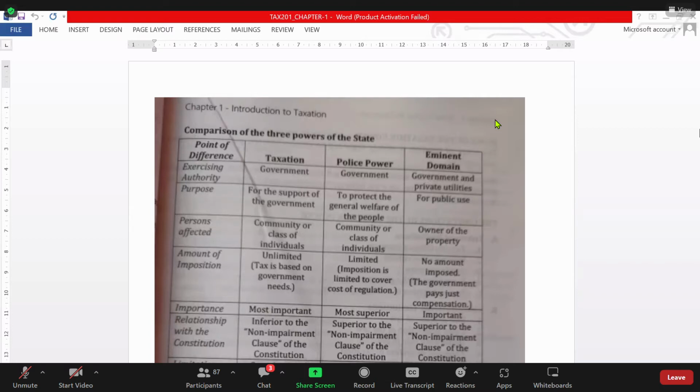Meron din tayong mga as an individual, meron tayong mga non-resident citizen, meron din tayong non-resident alien. So pupunta tayo dyan later on. Okay? We will just introduce muna what is taxation. Okay? So taxation is a state power, inherent power, as I mentioned. Contribution from its subjects for public purpose already. Okay, saan ginagamit yung funds?